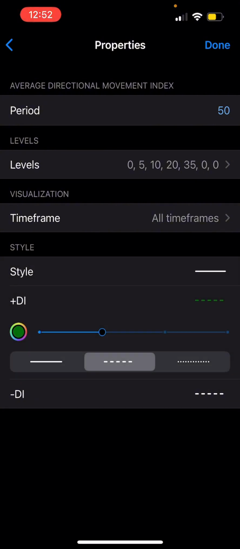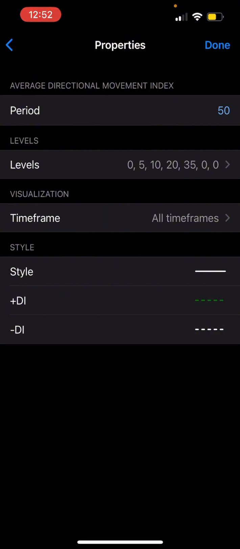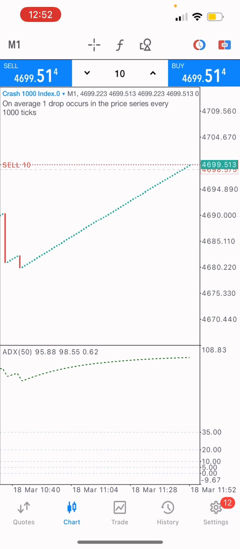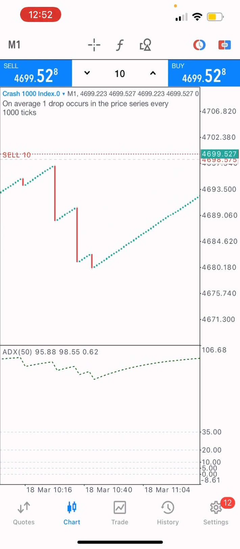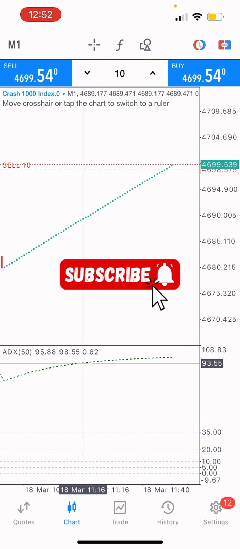Then for the positive DI, I am using green as the color, also 2 pixel. Then the negative DI, I'm also using the color of my screen because I don't want it to be visible. So guys, hope you get how to set it. Take a screenshot and then you click done. This is the Average Directional Movement now on my chart. This is it, this one.